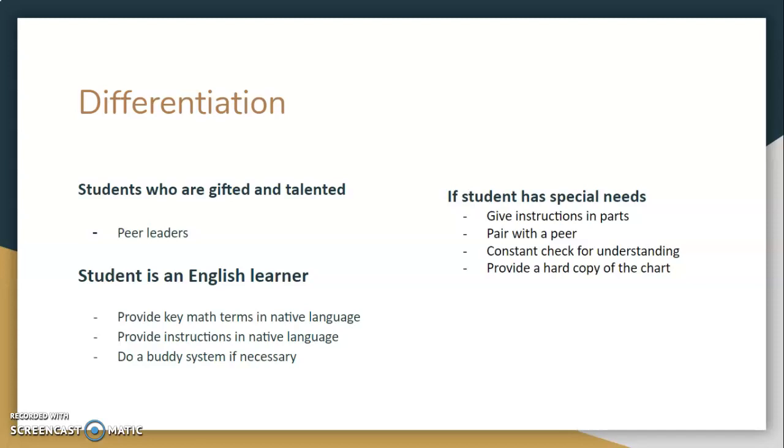So the students who are gifted and talented, they'll pretty much be peer leaders. They'll lead the students who don't know how to do it or who are struggling. And if a student has special needs, I'll give instructions in parts, not chunks, because chunk means like throwing, and you don't want to give them the idea of throwing an object or something. And they'll work with a peer. Constant check, so I'll constantly check on them for understanding. Then I'll provide them a hard copy of the chart if I do not have access to the internet.